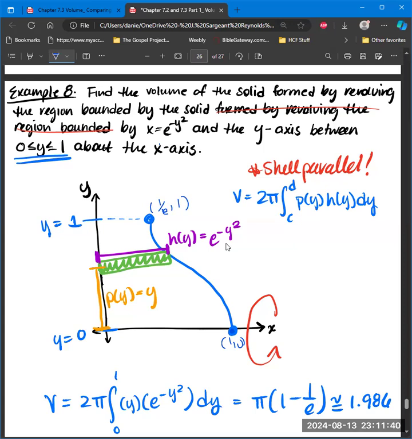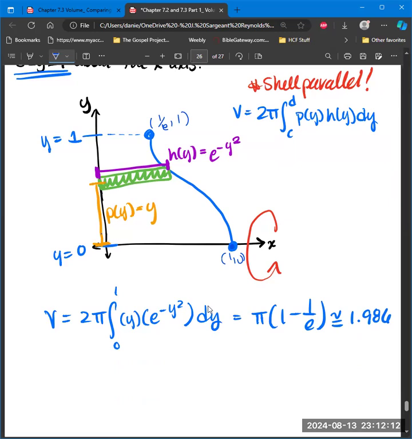We're interested in a rectangle that goes between the y-axis and the function and is revolved around the x-axis. So there's our representative rectangle drawn in green. Our height function is going to be e to the negative y squared. Our p of y is going to be y. And so we're going to have V equals 2 pi, integral from 0 to 1 of y times e to the negative y squared dy.